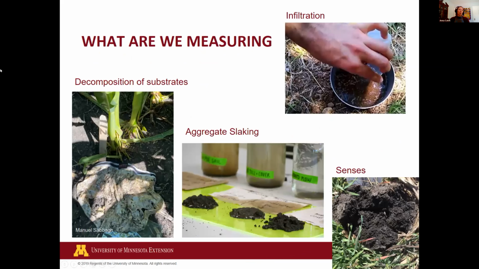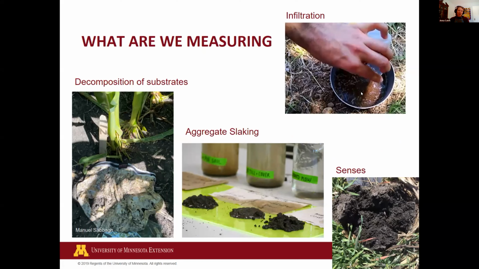Decomposition of substrates, I put the undies in here. People do use things besides underwear to measure how fast decomposition happens. I think a couple researchers have talked about litter decomposition studies today. Aggregate slaking can be done in this visual form or else in a lab analysis that gets at how aggregates stay intact when they're submerged in water. And then infiltration is usually done by pouring a designated amount of water over a designated area to see how fast it sinks into the soil.